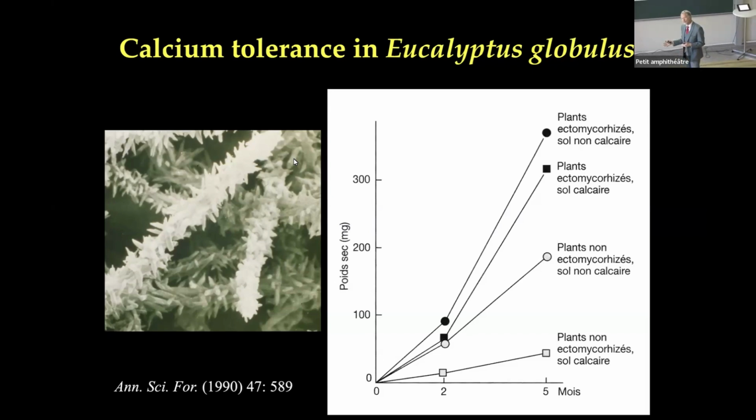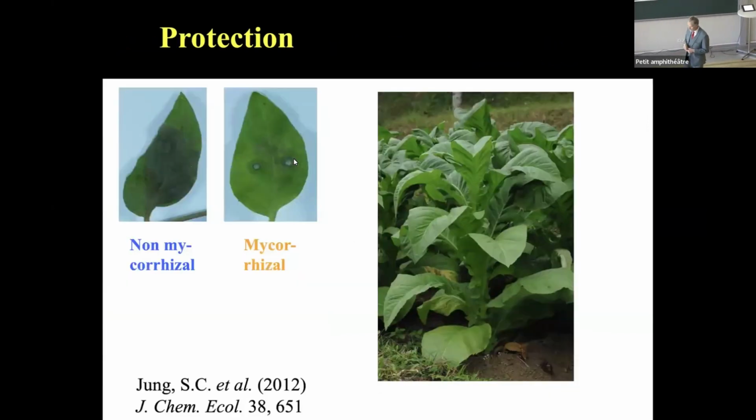But for most plants that grow on limestone, they are protected from the toxicity of calcium by way of the fungus, the fungal partner. Of course, there is protection against diseases, and you could imagine that it's a local protection where the aggressors of the root meet the fungus and the roots are protected by the fungus. But the truth is that the protection is systemic.